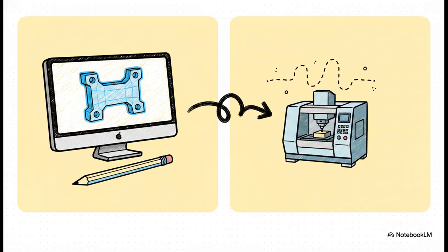That is where CAM comes in. CAM stands for Computer-Aided Manufacturing, and it acts as our translator. It takes that beautiful 3D blueprint from CAD and figures out exactly how a physical tool needs to move to create it, converting those digital shapes into specific CNC instructions.